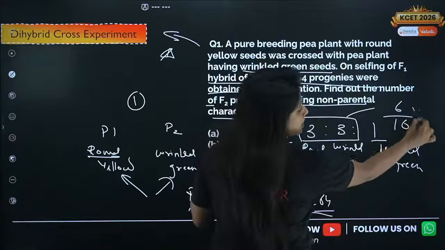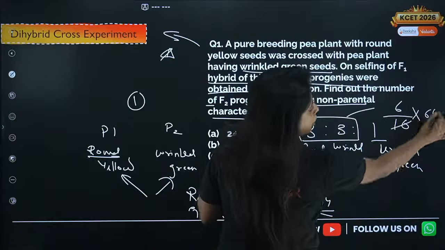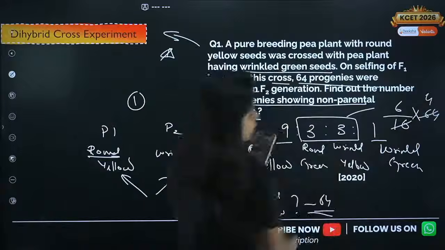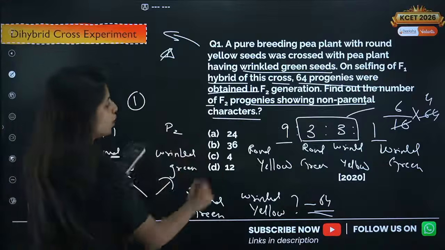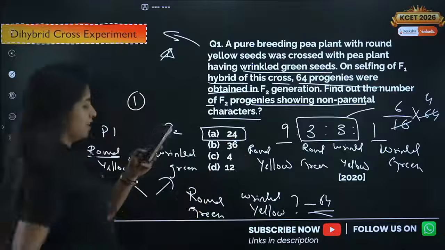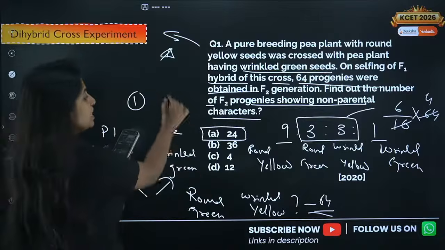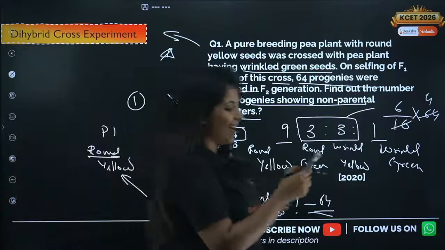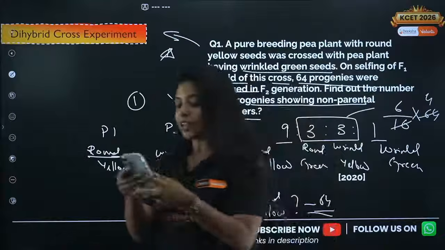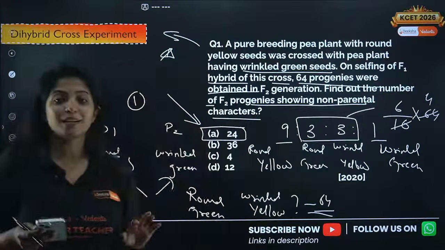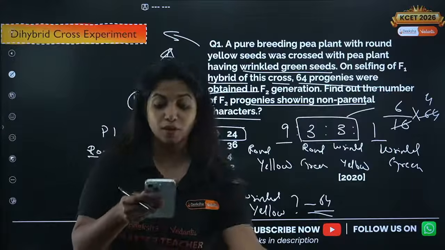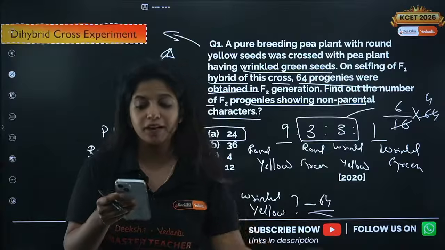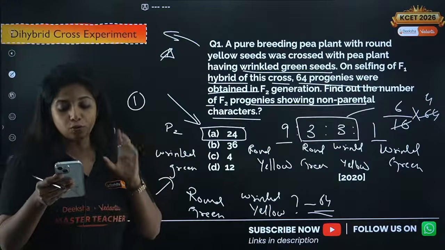So 6 by 16 into 64, your answer would come to somewhere around what? 6 into 4 is equal to what? 24. The answer for this question is A, 24. So those of you who got this answer correct, kudos to you. And for those of you who didn't get the answer correct, kudos to you as well, because you tried to attempt this question. That's more than enough, and I hope now you will know how to do this.